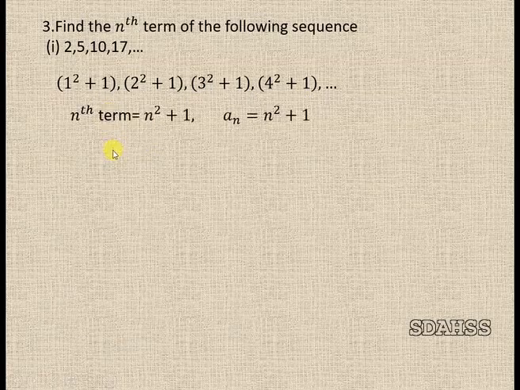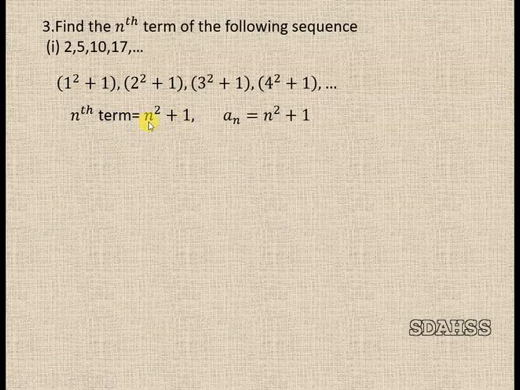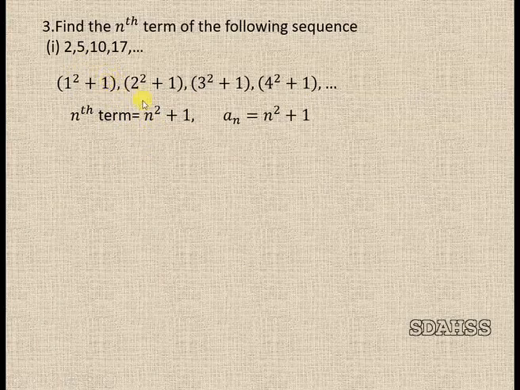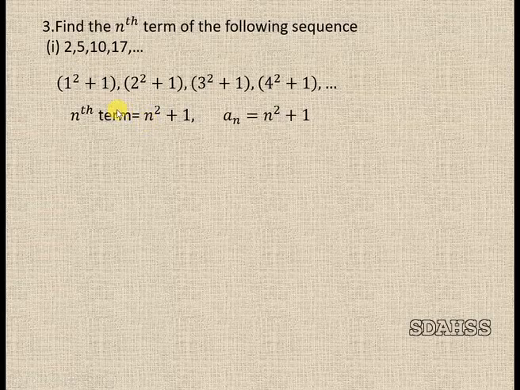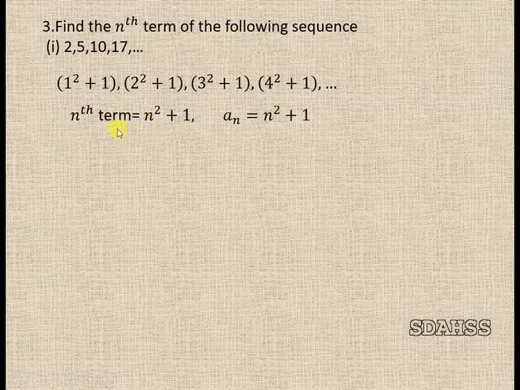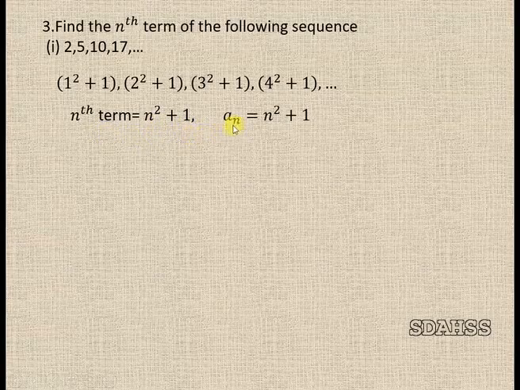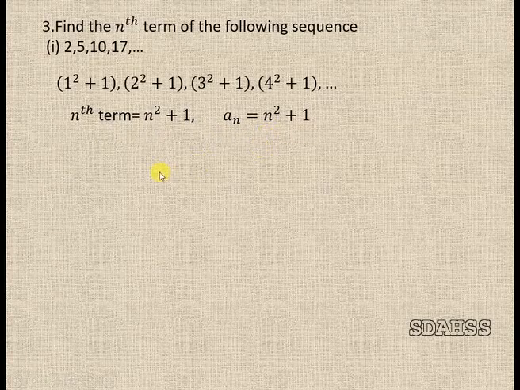In general, we can write n square plus 1. If you substitute n is equal to 1, you will get 2. If you substitute n is equal to 2, you will get 5. If you substitute n is equal to 3, you will get 10. If you substitute n is equal to 4, then you will get 17. So, in general, we can write n square plus 1. So, an is equal to n square plus 1.